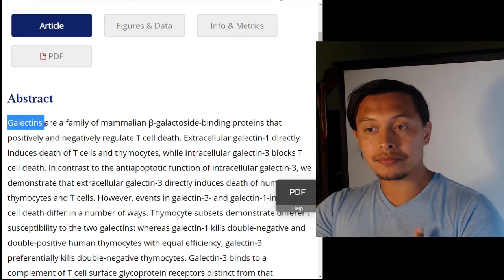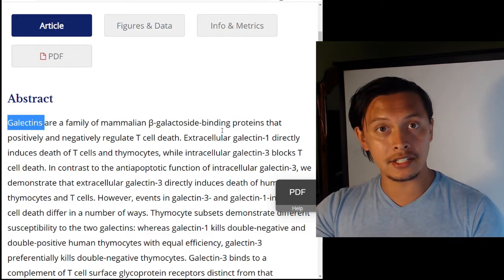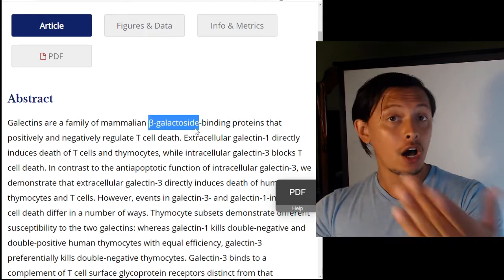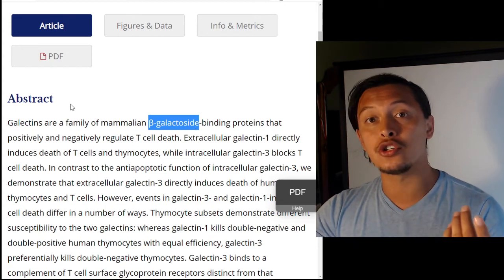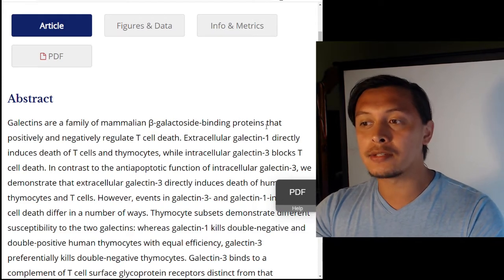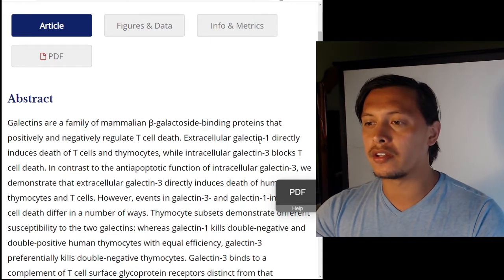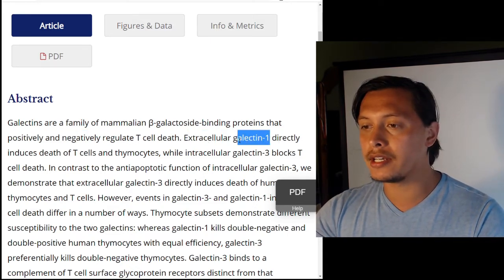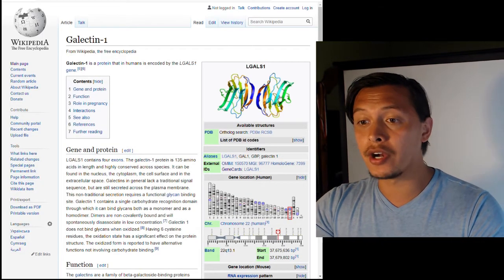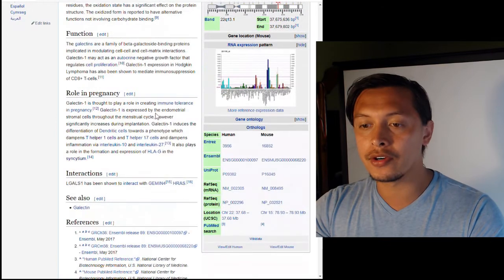So galectins are a family of mammalian beta-galactoside binding proteins. The galectins are proteins which bind to beta-galactosides, which could be on other proteins. So this will be a way for the galectins to bind to another protein, and this binding positively and negatively regulates T cell death. So the extracellular galectin-1, and let's get an image of galectin-1 just so that you can have an image in your head. So this is galectin-1, or LGALS1 would be the other name for it.